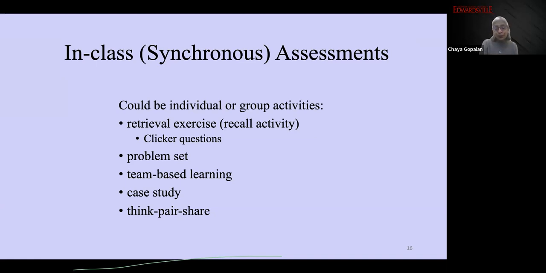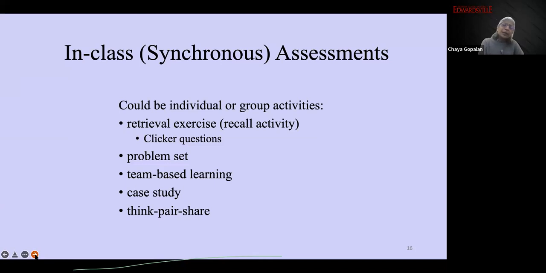Think, pair, share also is powerful, and it's more of an informal setting. What you're asking students to do is talk to the student next to you, work on this problem, and share the answer with the rest of the class. So that is think, pair, share. This is where you didn't form the groups. You just ask them to find another person around them and answer the question. So that's still a good one.